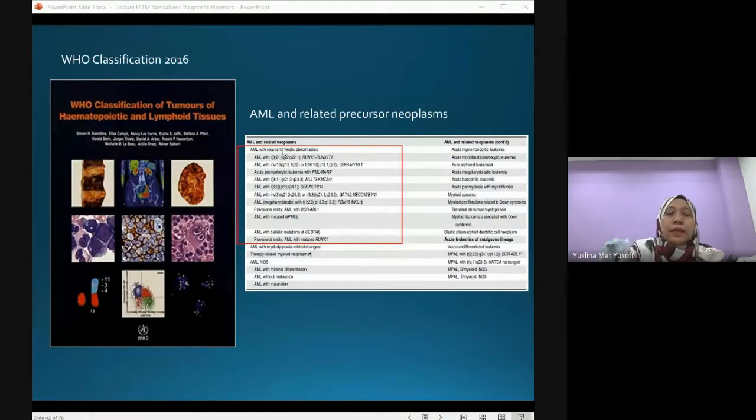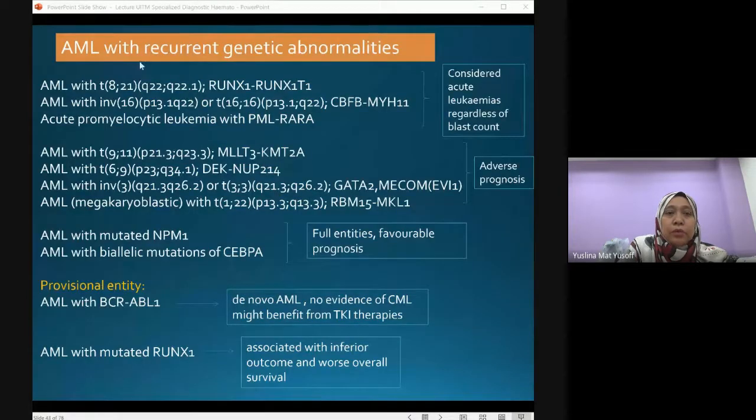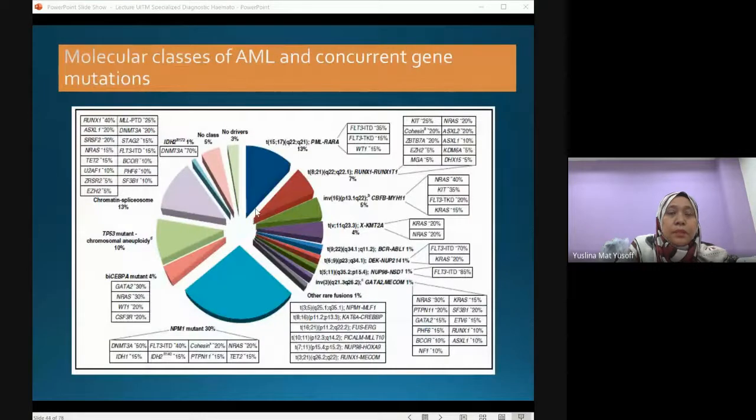This is just to share how they incorporate this in AML. I just focus on acute myeloid leukemia. They now come up with a new category, AML and related precursor neoplasms, where they incorporate one group called AML with recurrent genetic abnormalities. This is just to show how the diagnosis evolved. I don't think you need to remember all this, just to show you the different types of AML. This is also how the molecular classes of AML and concurrent gene mutations in AML occur.